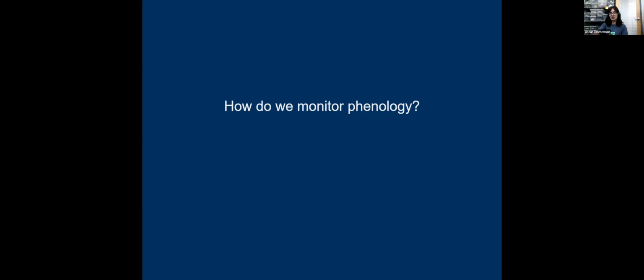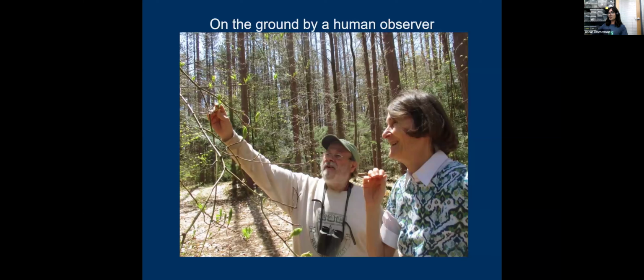How do we monitor phenology? Traditionally, phenology is something that has always been recorded by a human observer going out in the field and seeing how plants develop from one day to the next. And this is actually not much different than when you go out into your garden every morning to check on your tomato plant and see if that tomato is ripe enough to harvest for your breakfast.